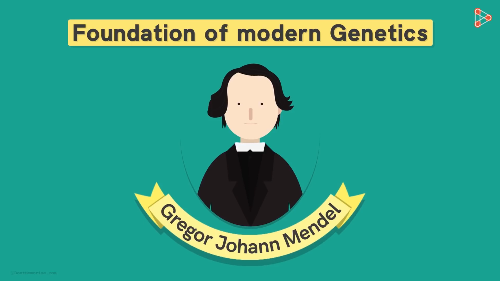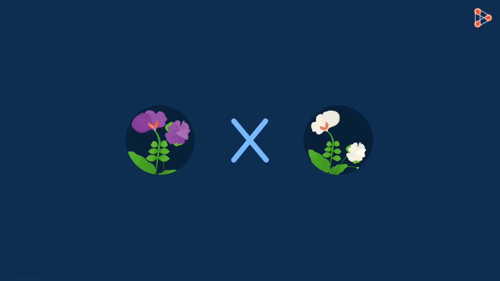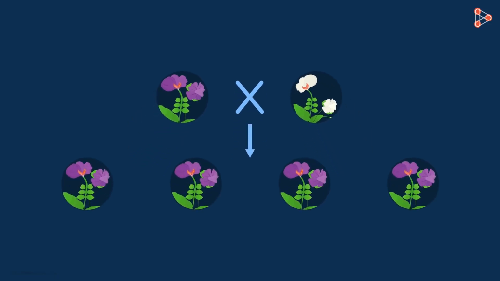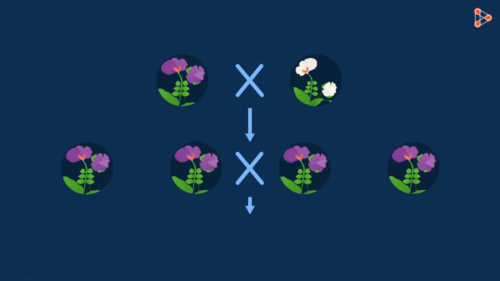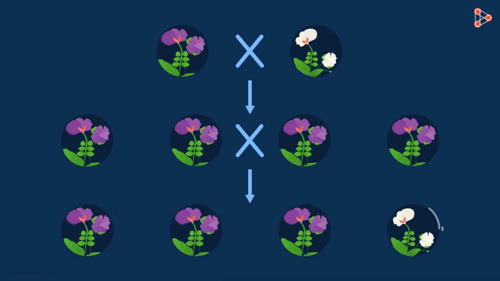Gregor Mendel's experiments laid the foundation of modern-day genetics. We have seen so far that Mendel crossed a purple-flowered plant with a white-flowered plant. He then collected the seeds and grew new plants from them. Astonishingly, he found that all the offsprings had purple-colored flowers. Now, on crossing these plants among themselves, Mendel surprisingly obtained 3 purple-flowered plants and 1 white-flowered plant.